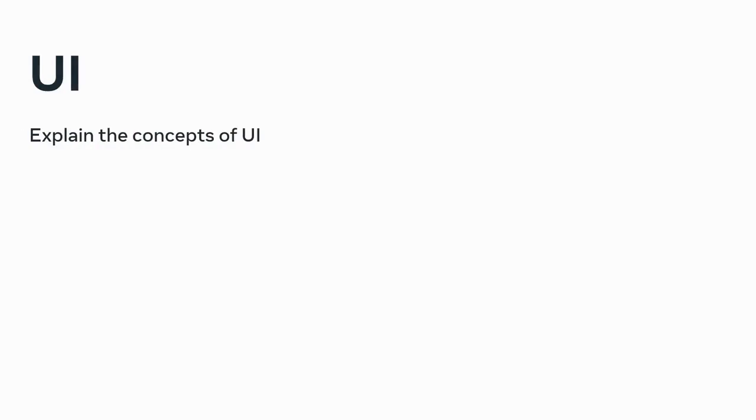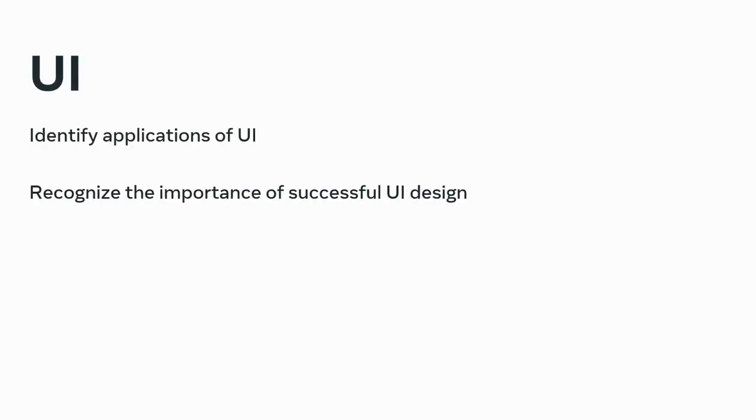After studying UX, you are ready to learn more about UI. In Lesson 3, you learned to explain the concepts of UI and describe its history. You also learned to identify applications of UI, recognize the importance of successful UI design, and explain different types of design, including interaction design, human-centered design, universal design, and design thinking. In addition, you got an introduction to Figma, the design tool you explore in this course.